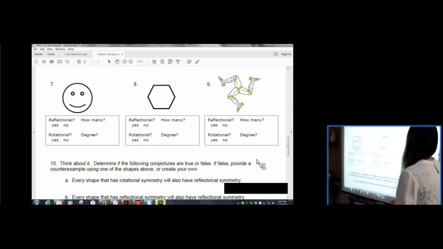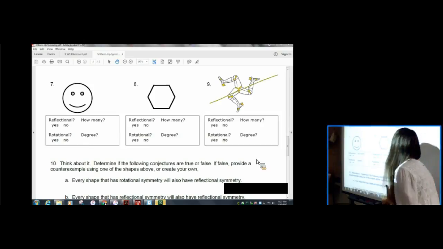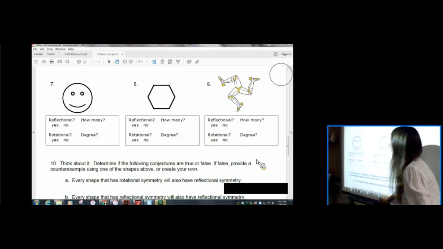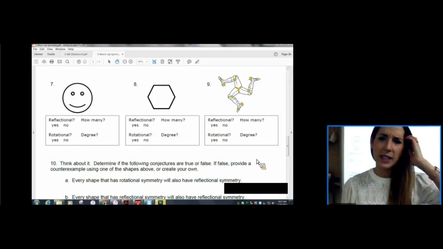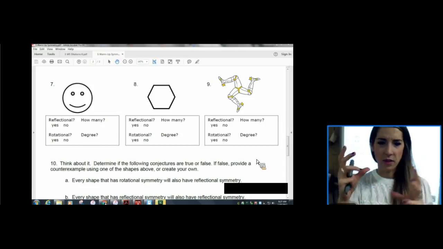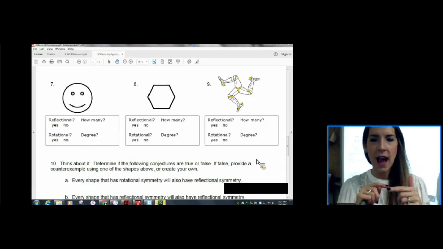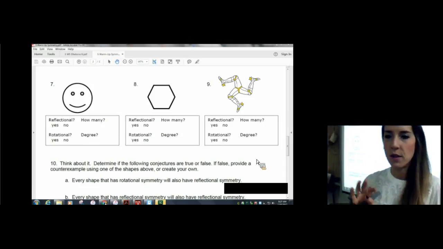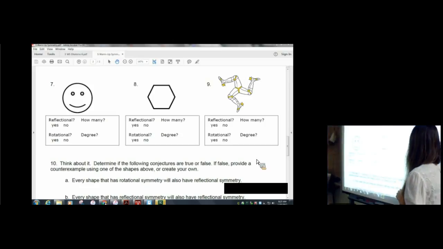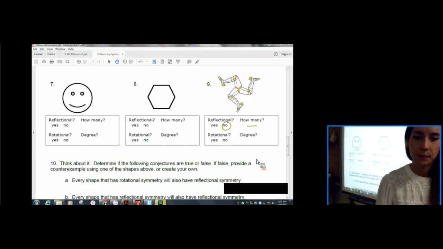You can draw yourself a kind of fancy diagonal line, but I still can't get it to look identical on either side of the line. Another clue is that there's an odd number of parts here, so it's going to be hard for it to have reflectional symmetry with those odd number of parts. So reflectional, no, so we don't say how many.